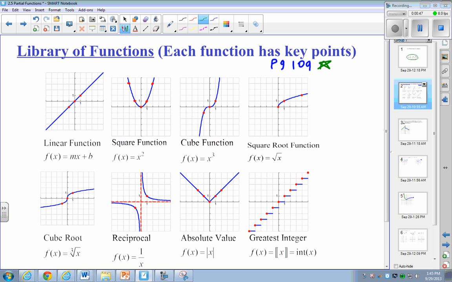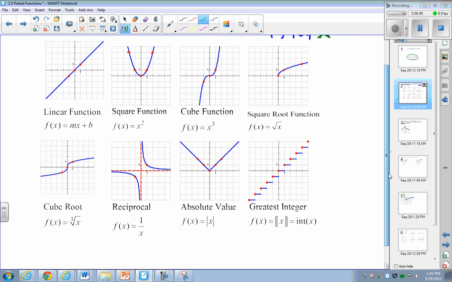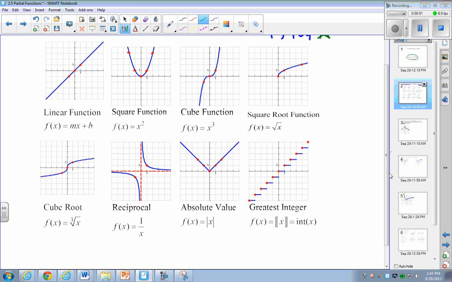But the one that might not look familiar is this greatest integer one. What this is saying is that whatever integer you're on, so like here you have 0 is your greatest integer, anything less than your next integer. So 0 is your value there. And here you'll have 1 and then 2. And so that's what it means by the greatest integer.